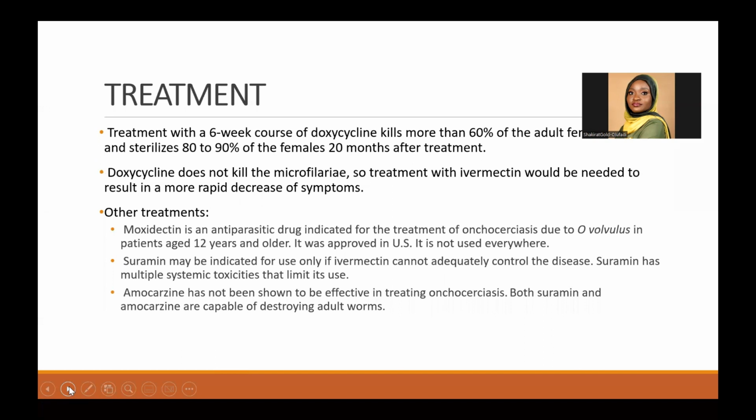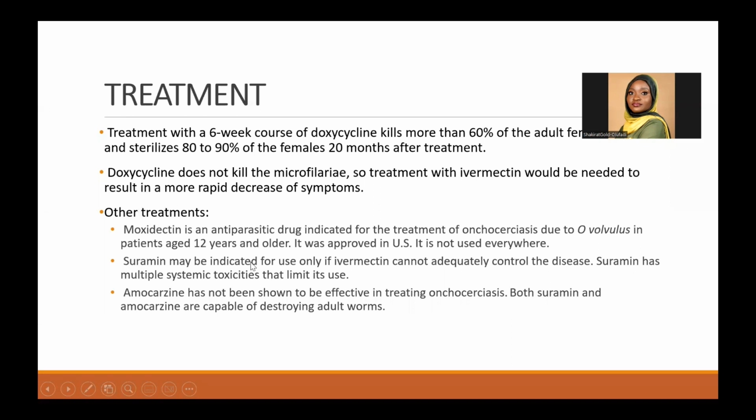So treatment with a 6 weeks course of doxycycline kills more than 60% of the adult female worms and sterilizes 80 to 90% of the females after 20 months of treatment. Now, doxycycline does not kill the microfilaria, so it cannot be used alone. So doxycycline must always be used in conjunction with ivermectin, to kill the microfilarial worms as well.